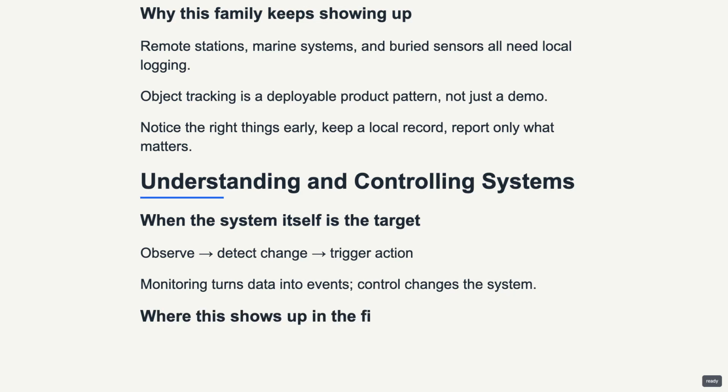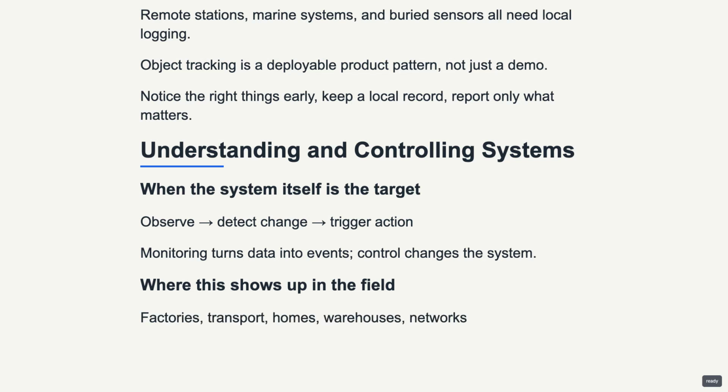The same pattern appears across many settings, because the technical need is similar even when the industry is different. Factories use it for motors and production lines. Transport uses it for vehicles and fleet health. Homes use it for safety and appliances, and warehouses and networks use it for fast detection without sending everything off-site.